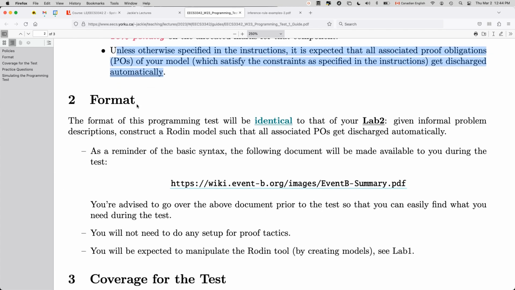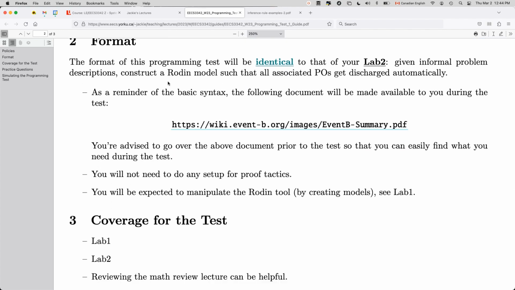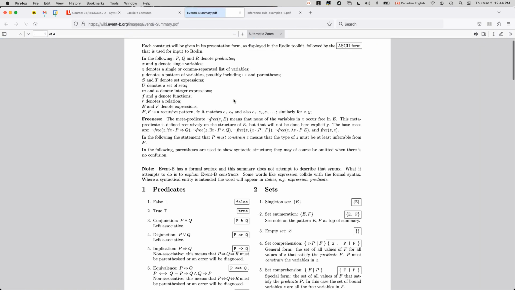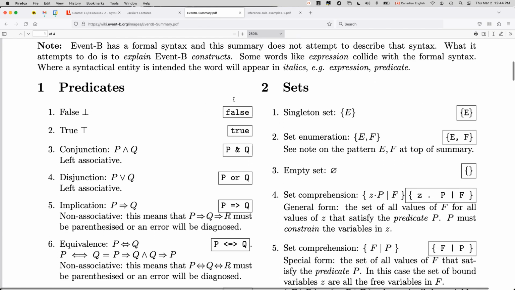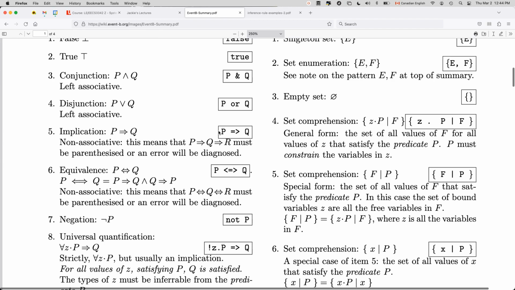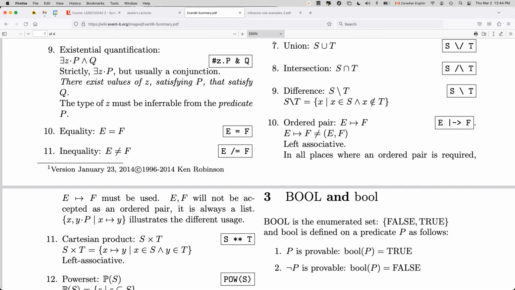Okay, for the format, you will be given some documents on the desktop in your lab test. This one here should be quite familiar to all of you. It has been given to you since lab number 1. So you can look at that to see the syntax for different operators, functions, relations, etc. You can assume that you will only need what we covered in the review lecture about the math constructs in the actual programming test. Anything that we didn't cover, I don't think you will need it. But we cover quite a lot, right?